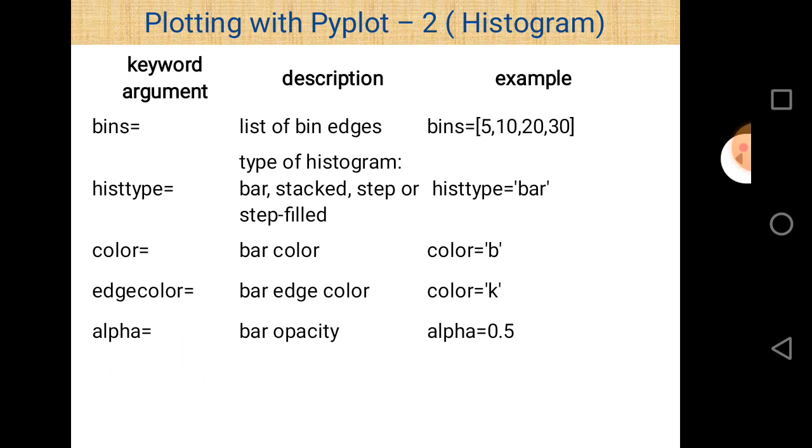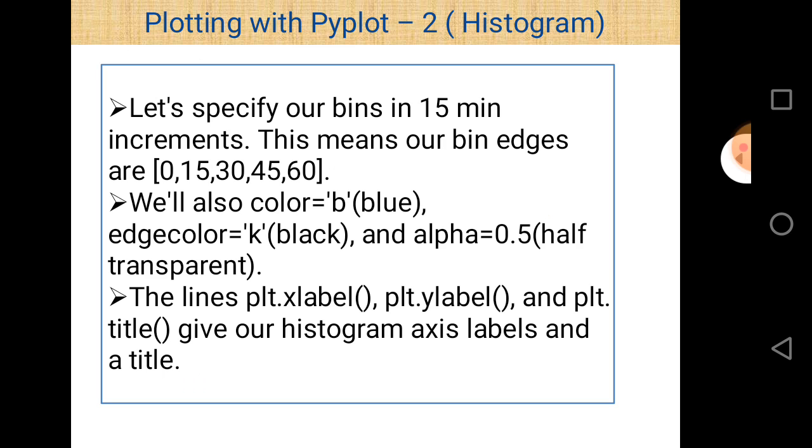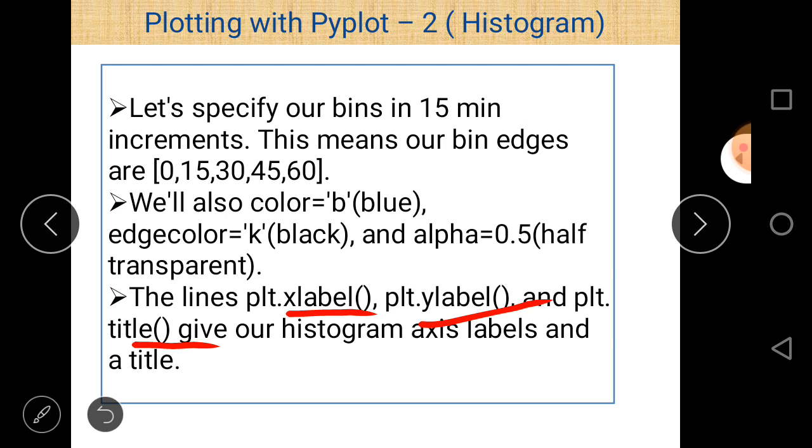These are the key arguments. Bins is basically a list of bin edges, and histtype contains the type of histogram, whether it is bar, barstacked, step, or stepfilled. Color represents the color of the histogram. Edgecolor is used to represent the color of an edge in the histogram, and alpha represents opacity. Also xlabel, ylabel, and title are used, which represent the x-axis, y-axis, and title of the histogram. Xlabel, ylabel, and title are also part of the pyplot interface.